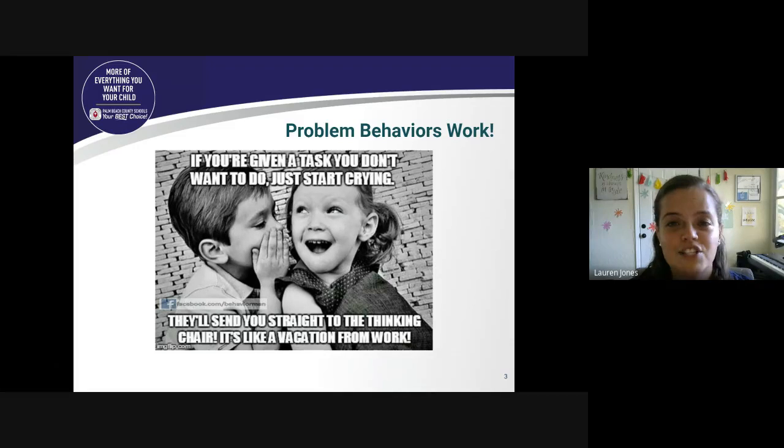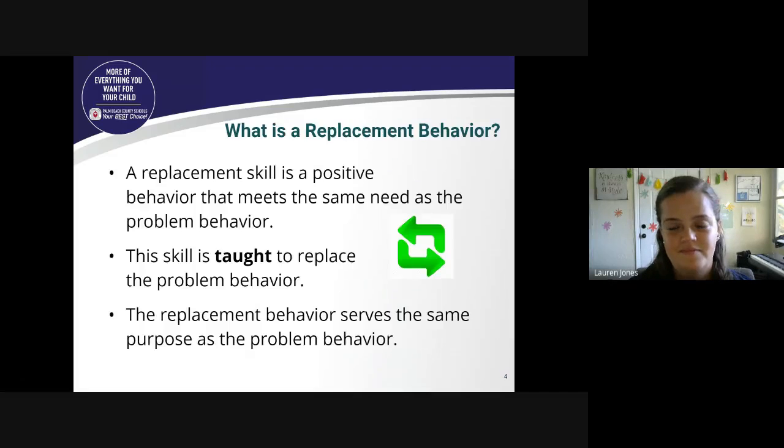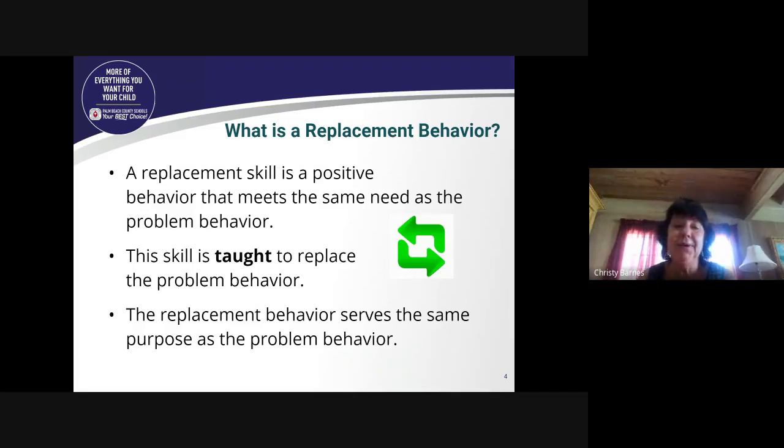This child has learned when he engages in crying behavior that he escapes whatever task has been given to him. That means he doesn't have to do it anymore. So all of the behaviors that our children engage in are learned because they have worked for them in the past. So what we want to talk about today is how can we replace those negative behaviors with some more positive ones? That is such a great example, Lauren.